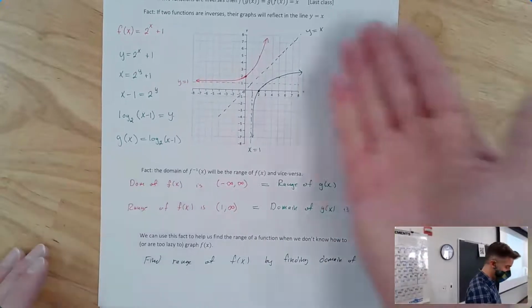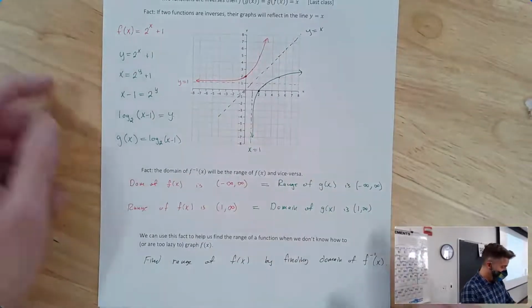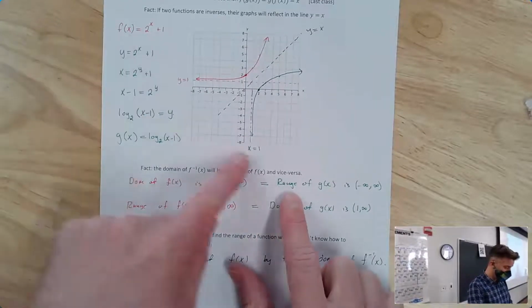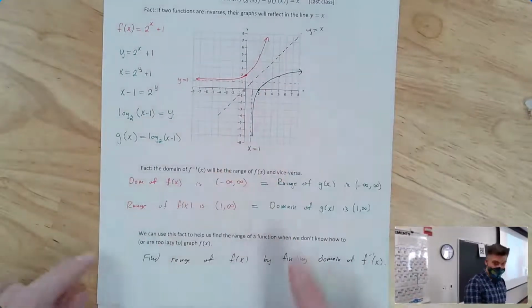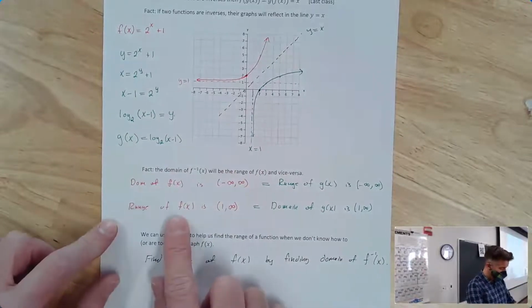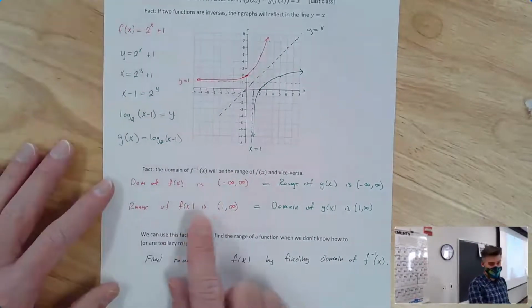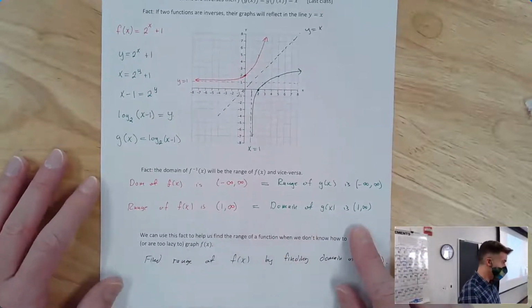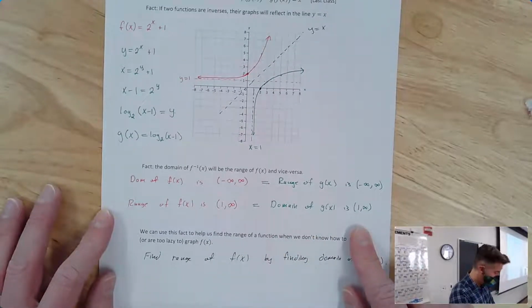We can see that in this example. The domain of f, which is everything, is the same as the range of g, which is everything. And the range of f, which is everything from 1 to infinity exclusive of 1, is the same as the domain of g, which is the same. It's everything from 1 to infinity exclusive of 1.